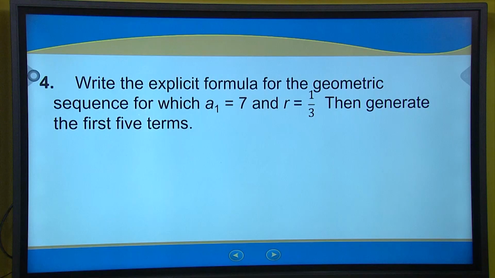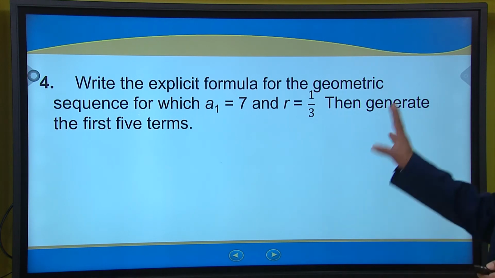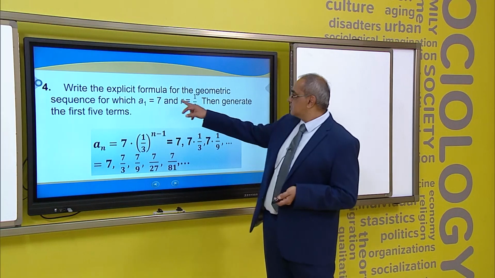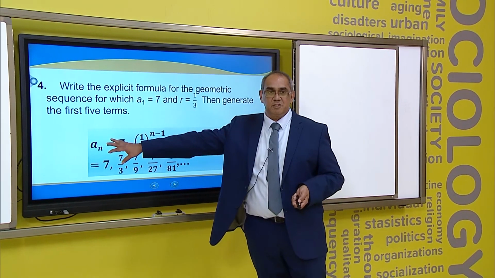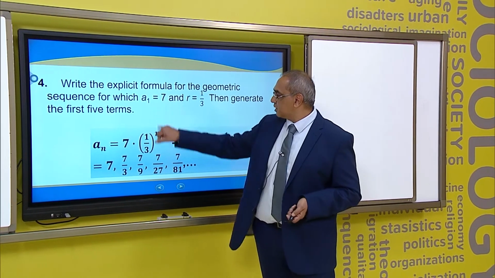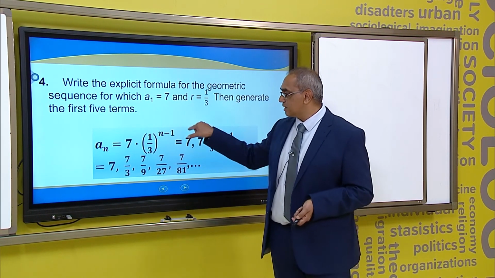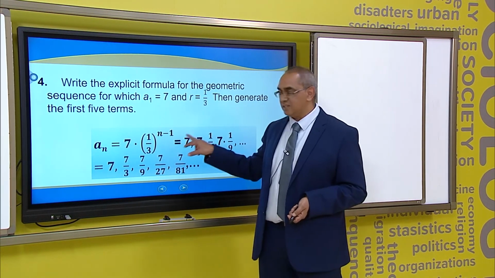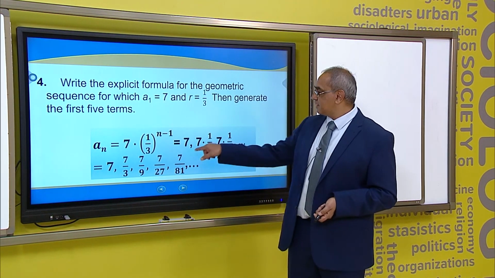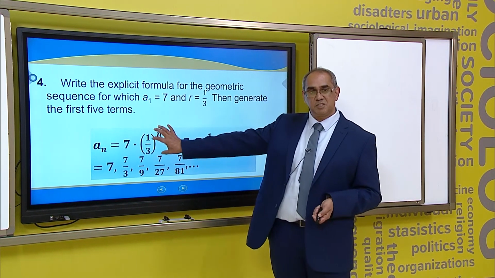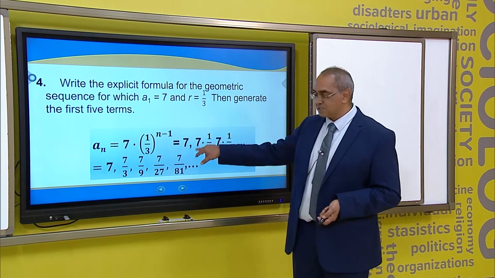We have A_1, we have r. And then write the first 5 terms of the sequence, which is the number pattern. If we look at the formula, I want to find out any value. The first value is A_1, which is 7. r, which is 1/3, to the n minus 1. So that is your standard formula. I just put those in there. And then if I put the values for n equals 1, this becomes 0. Anything raised to the power 0 is 1, so the first term is 7.